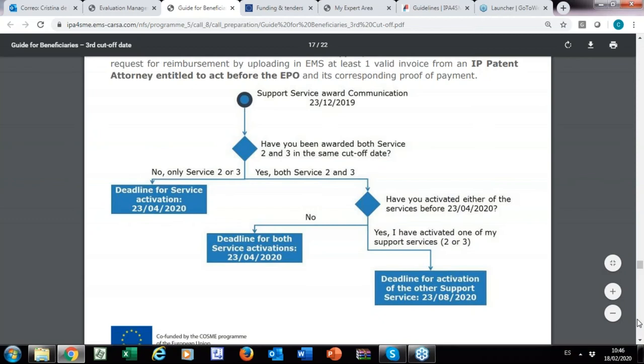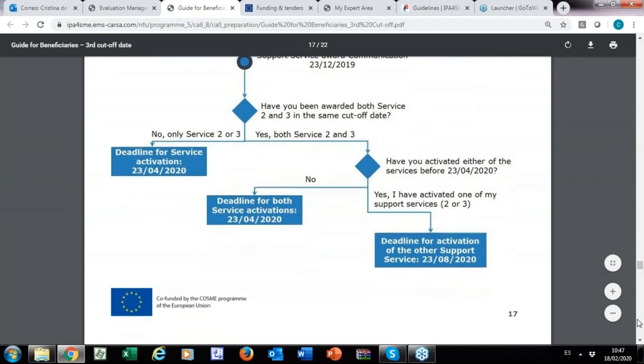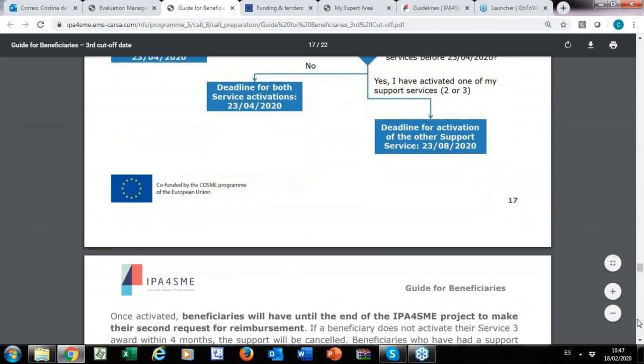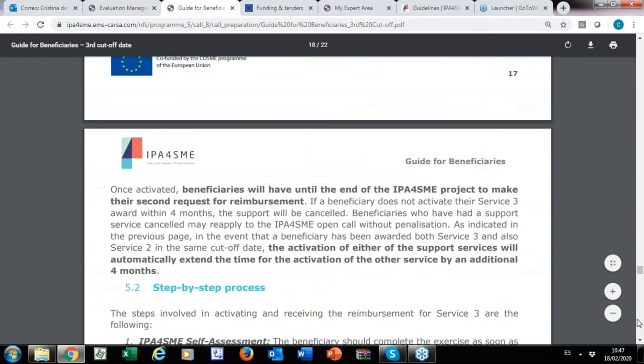But if the answer is yes, you were awarded with service two and three, then have you activated either services before the 23rd of April? No, then you need to do it on the 23rd of April. And if yes, if you activated any one of the two, in this case service three, then you have 4 months of extension to the 20th of August to activate the other one. Okay.